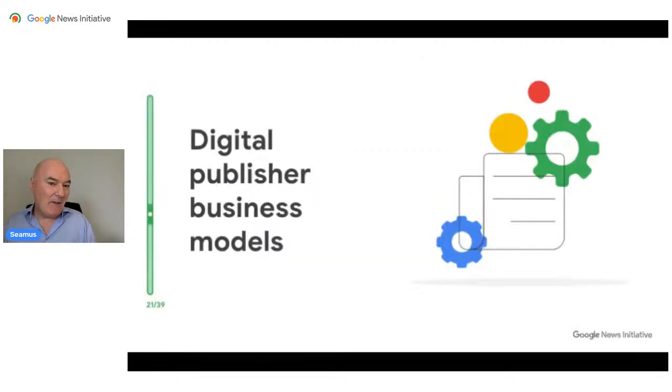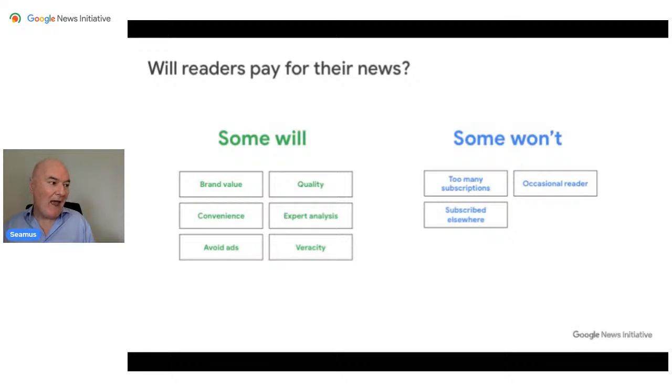So now the other topic we had here, the second topic today, digital publisher business models. We want to focus on the options for business models for you. And we're asking the question, will readers pay for their news? And that's very important, isn't it? Some will and some won't, as we can see there. People are growing more comfortable, though, with subscription services. So it's not as hard as it used to be.